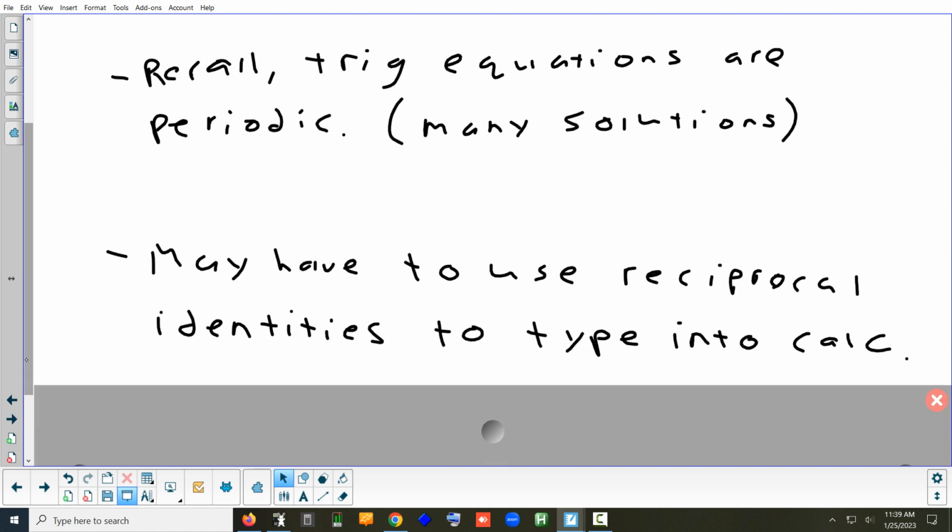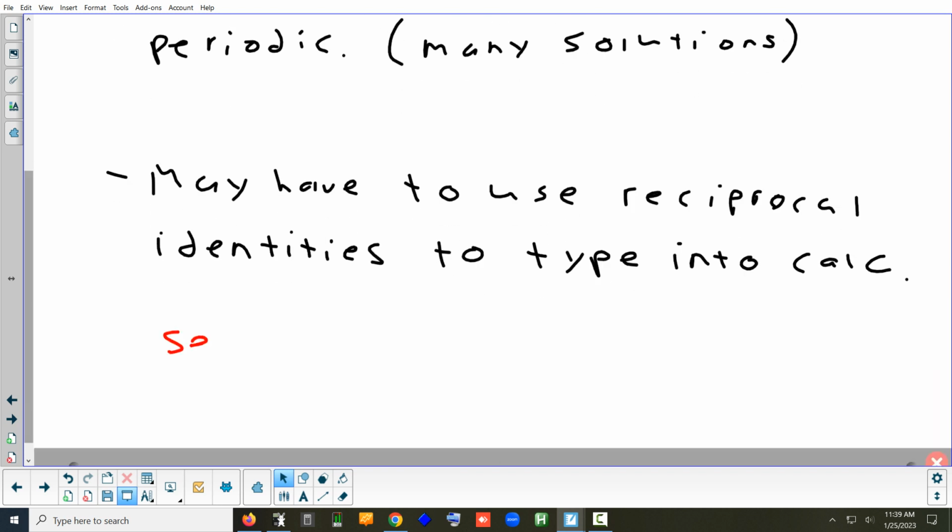Remember, when you want to type something in on the calculator, you may have to use an identity. Like if you have to type in something with secant, there is no secant button. So what trig function would you use to do secant, and what would you do with it? 1 over cosine. So you'd have to take the cosine and flip it to do the secant. Same idea for cosecant and cotangent. Any question on that?